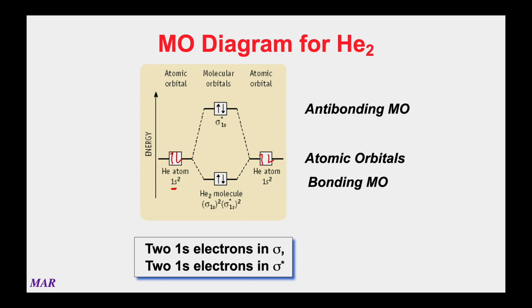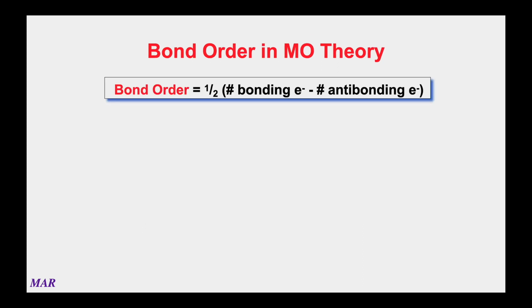And of those 4 electrons, the first 2 go in the lower bonding orbital, but there are also now some electrons for the anti-bonding sigma star 1s. So there will be 2 1s electrons in the sigma bonding and 2 1s electrons in the sigma star anti-bonding. And the question at this point is, do you think this is going to form or not? You can probably guess, but let's formalize it.